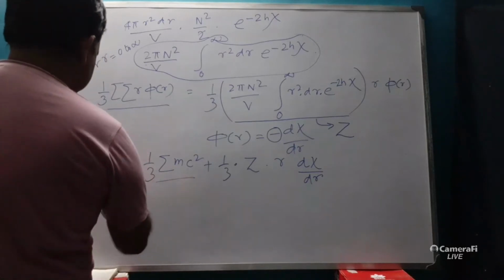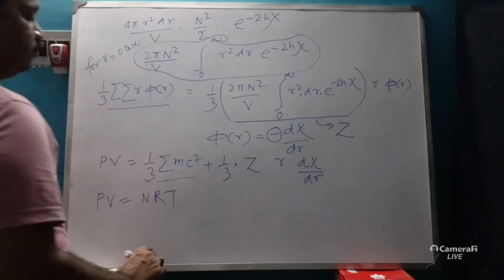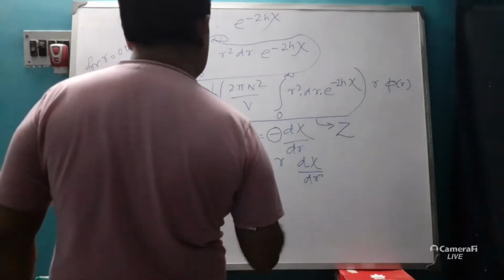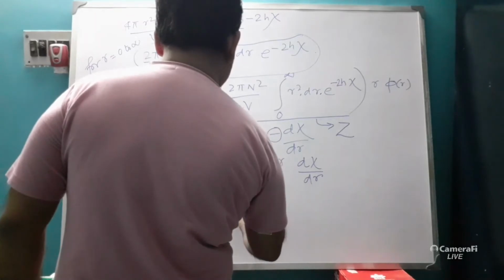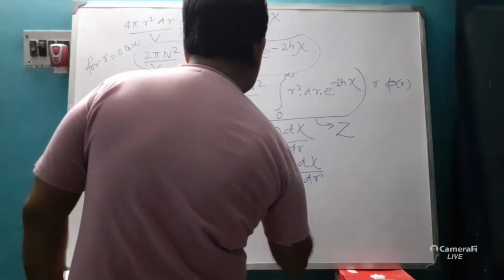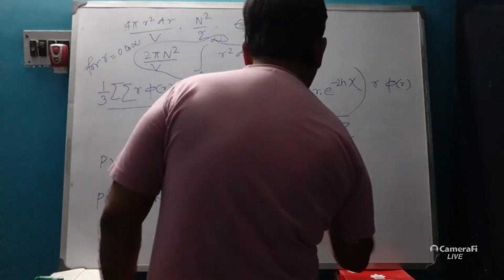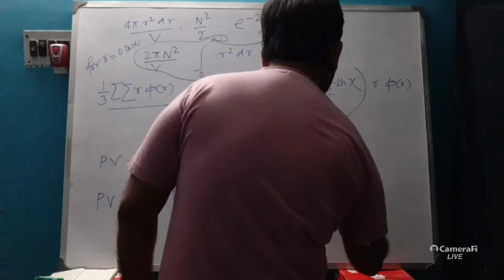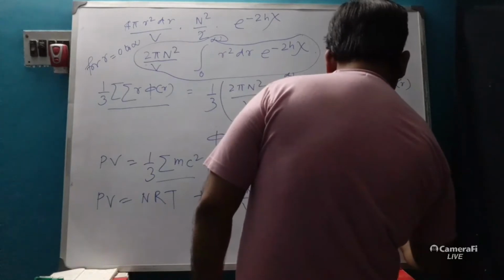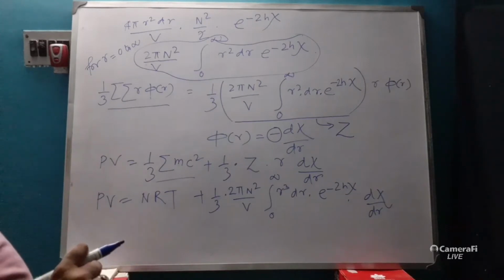We replace this term by PV is equal to nRT plus 1/3 into 2 pi n square by V, integration 0 to infinity r cube dr e to the power minus 2h chi d phi dr. It's okay? Okay.